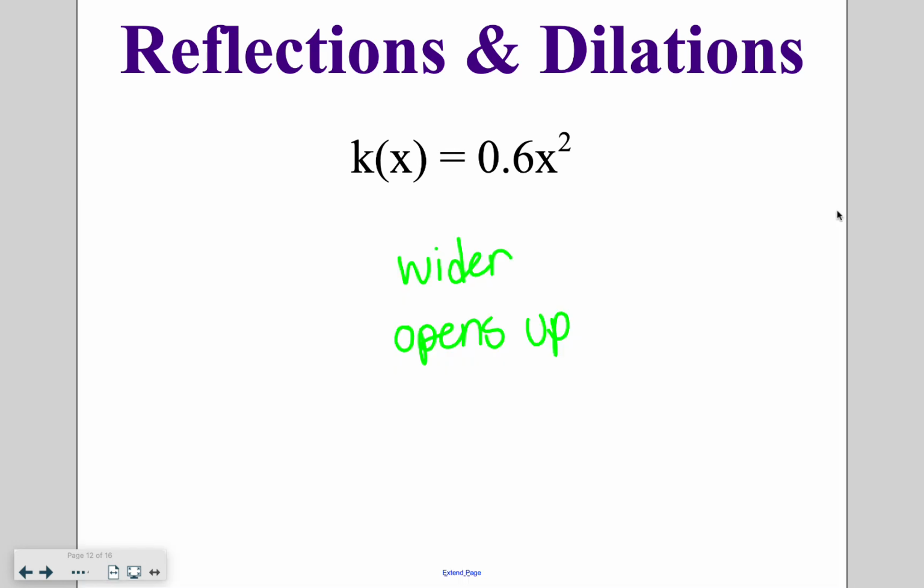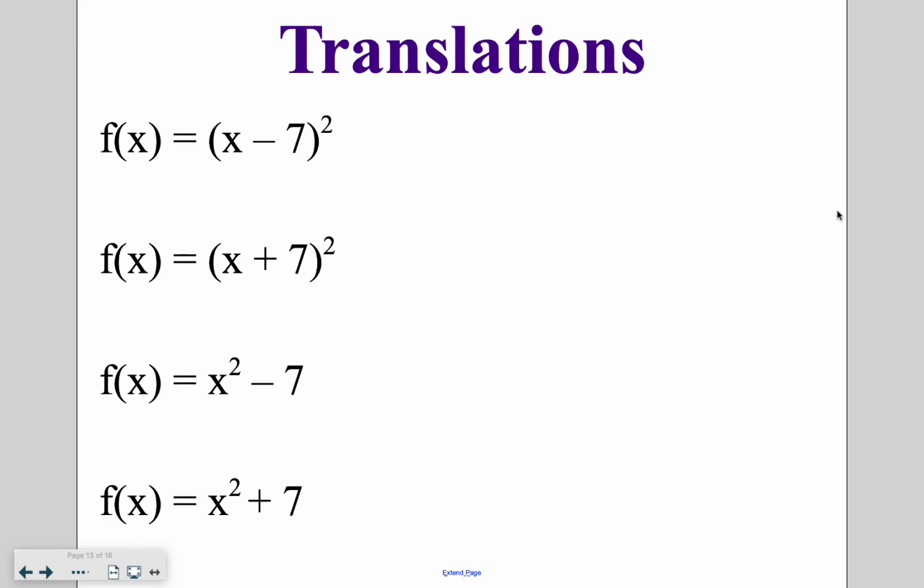In this case, it is wider because the value is between 0 and 1, and it is opening up because it is positive. The last type of transformation that we have is translation. This relates to where on the graph your vertex is. There are 4 directions that it can move, and it depends on where that value is.